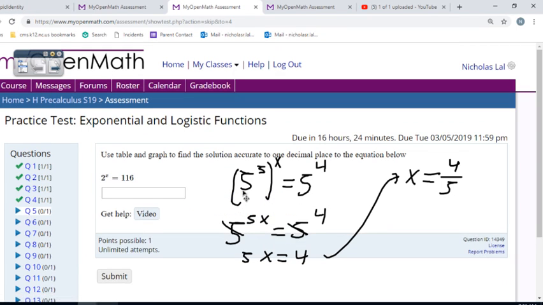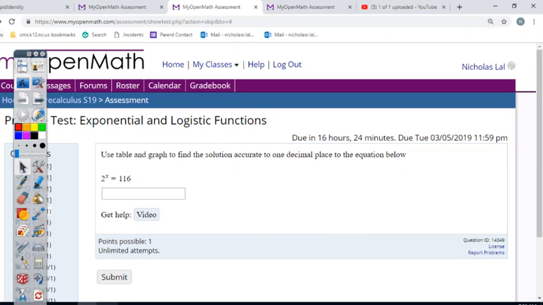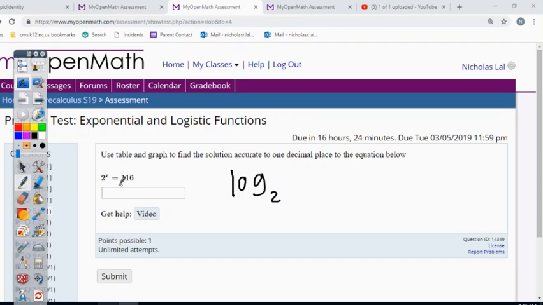Question 5. 2 to the x equals 116. Use table and graph to find the solution accurate to one decimal place. So here we're just going to do logarithmic conversion. If 2 to the x equals 116, then log base 2 of 116 is equal to x.